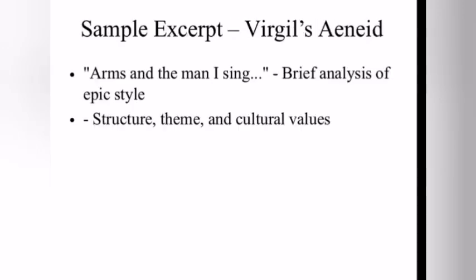So we have an excerpt from Virgil's poem, Arms and the Man I Sing, a brief analysis of epic style. I know this book will not be common to you guys, this Arms and the Man. It's just part of what he wrote. This is just an excerpt from a poem of his, and we can see that the poem is structured, it has a theme, and one of the themes is about cultural values.